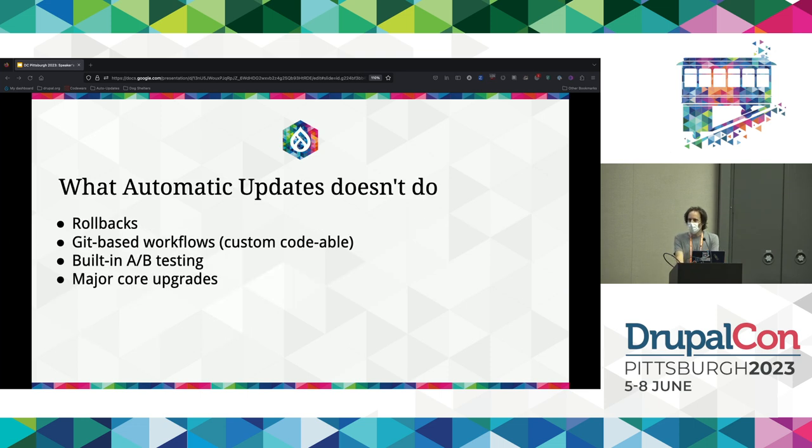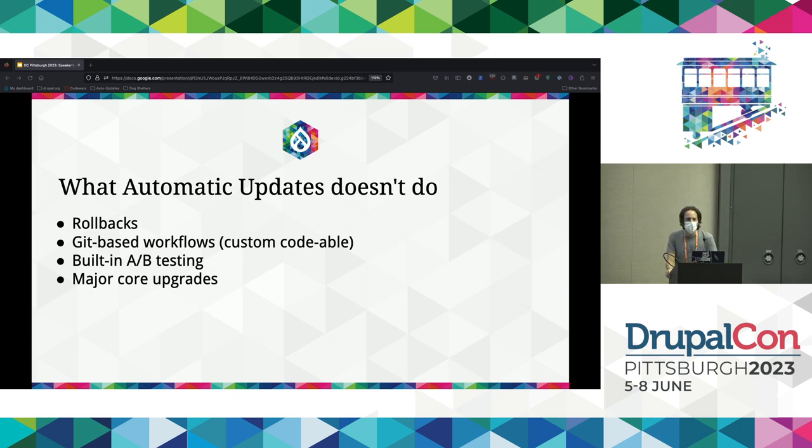So getting towards the end here, this is a short session, but I want to talk a little bit about what automatic updates doesn't do, either yet or at all. Rollbacks. Rolling back an update is not something supported by automatic updates. This is not something that has ever really been supported by Drupal. When you run update.php, there's no way to control Z that. It's a one-way street, updates in Drupal. So we don't support rolling back updates because Drupal doesn't really support that.